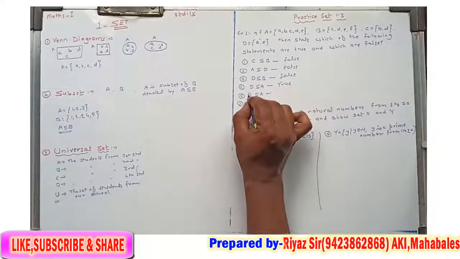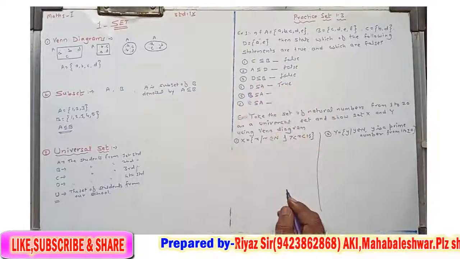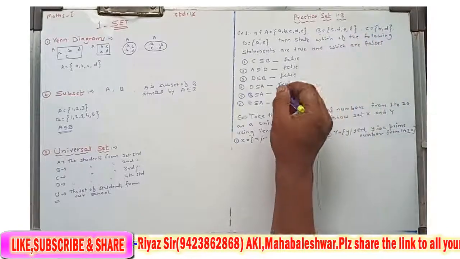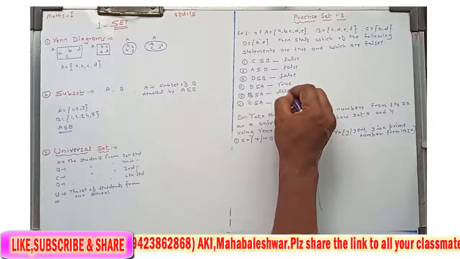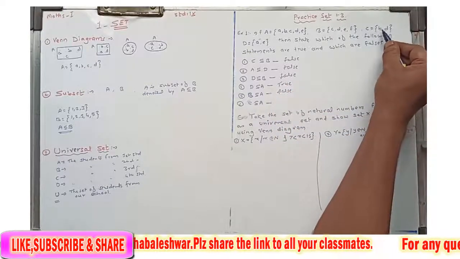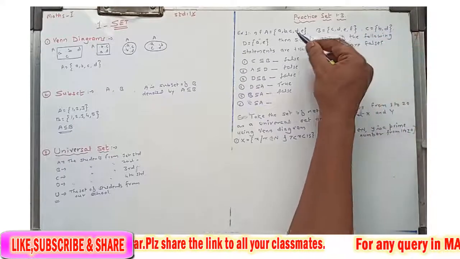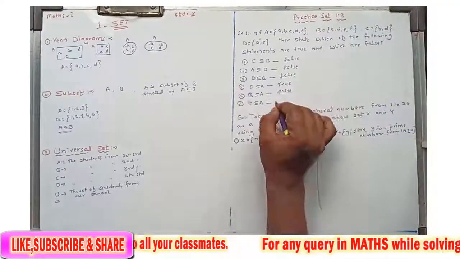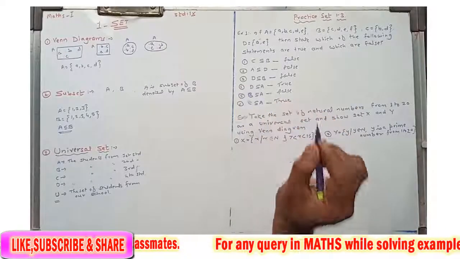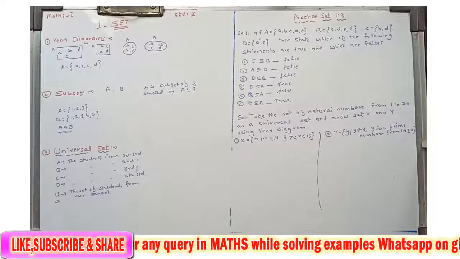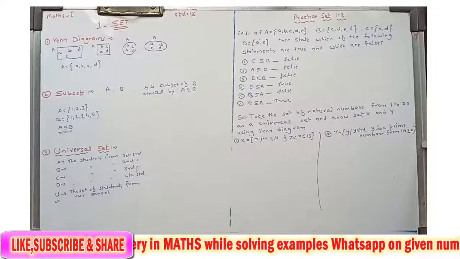Then the next one is B is a subset of A. Set B is {C, D, E, F}, is it present in A? This is false because F, that element, is not there. And C is a subset of A: C contains elements B and D, and A contains elements A, B, C, D, E, so B and D are also present in A, so this statement is true. Okay, so in this way we have to solve this first example from practice set 1.3.